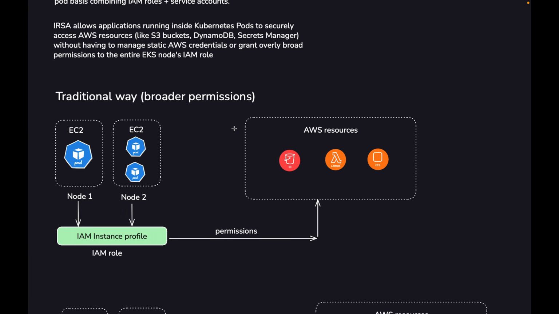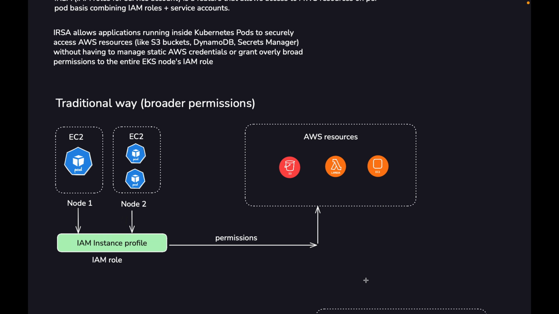Alright, this is a good way. The problem with this approach is that you cannot give granular permissions to the individual pods running inside your nodes. Suppose you want to give this pod access to an S3 bucket, that is something you cannot achieve, because whenever you attach an instance profile to a node, all the pods which are running in that node will inherit all the permissions which are assigned to the instance profile. So this is where IRSA comes in handy.